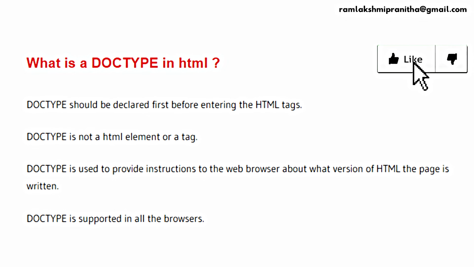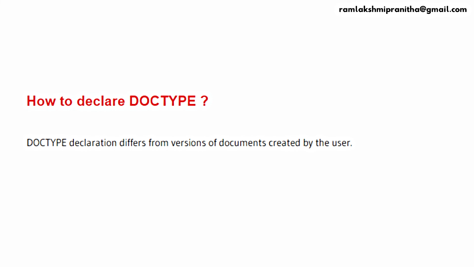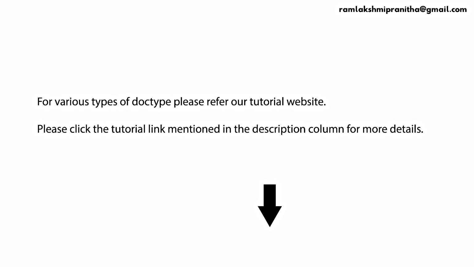What is a doctype in HTML? Doctype should be declared first before entering the HTML tags. Doctype is not a HTML element or a tag. Doctype is used to provide instructions to the web browser about what version of HTML the page is written. Doctype is supported in all the browsers. How to declare doctype. Doctype declaration differs from versions of documents created by the user. For various types of doctype, please refer our tutorial website. Please click the tutorial link mentioned in the description column for more details.